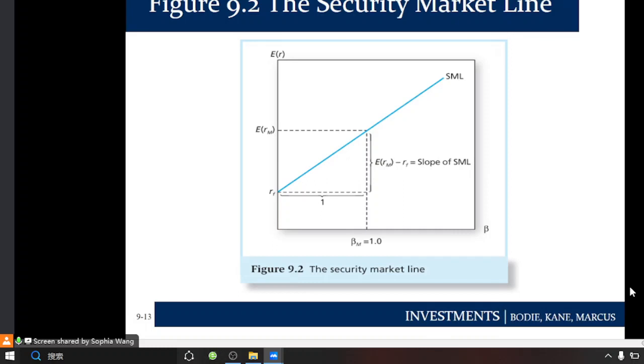Okay, let's continue the class. Just now we saw that we have already obtained the relationship between the beta value and the expected return. This is also very similar to chapter 2. We still have the same straight line, but this line is not the CAL. This line is the SML.